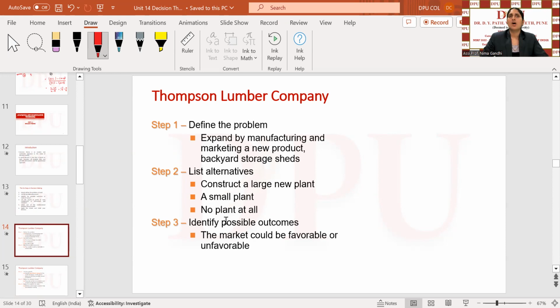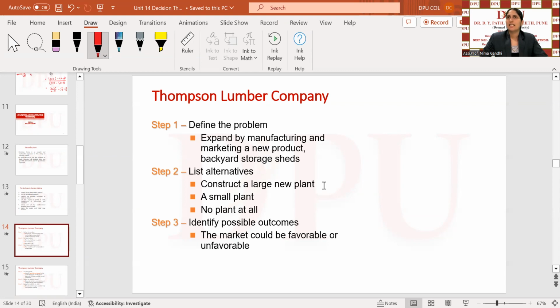So they are finding out all possible outcomes for these alternatives. What are the outcomes when they construct a large new plant and they start their production? What is the guarantee that their product will get a good market?